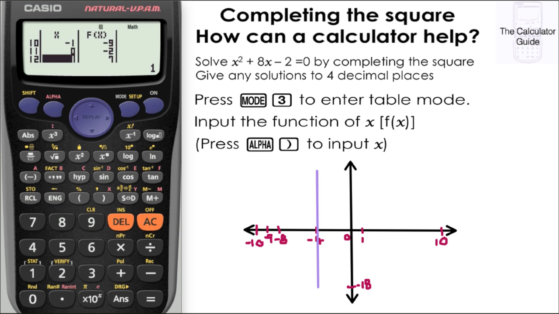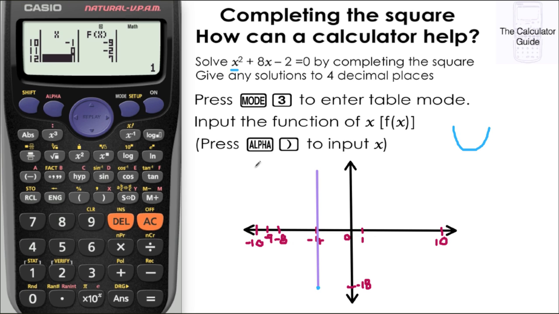Now, given that we know what the x squared graph looks like, we're in a position now where we want to sketch the graph out, and I'm thinking about the fact that at minus 4, my f of x value was minus 18. And that's going to indicate the lowest point, the minimum point or the turning point of the graph, the bottom of the U shape of the curve. So I'm going to have a go at drawing it now.